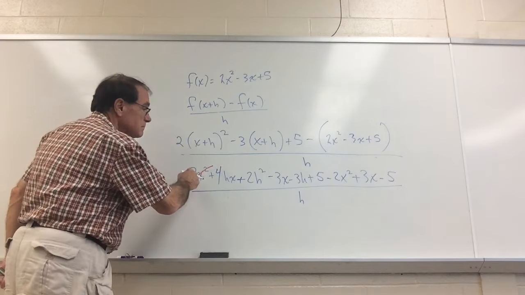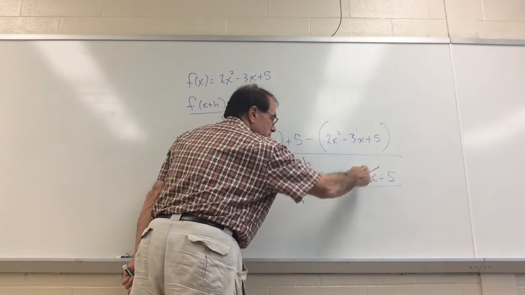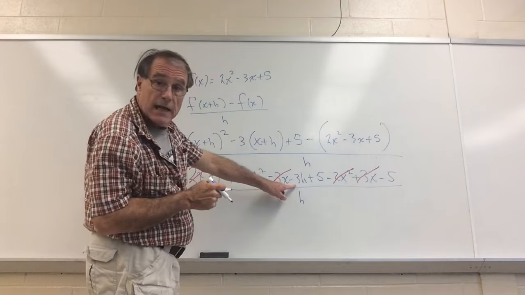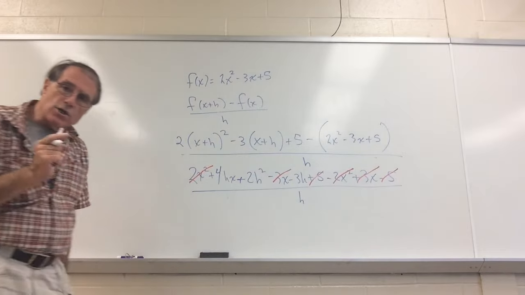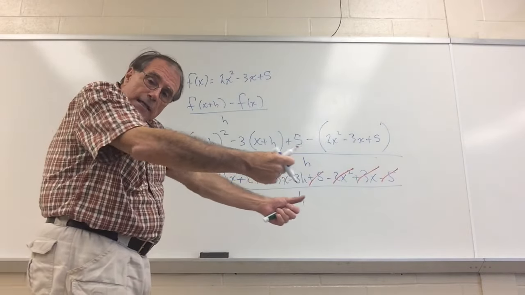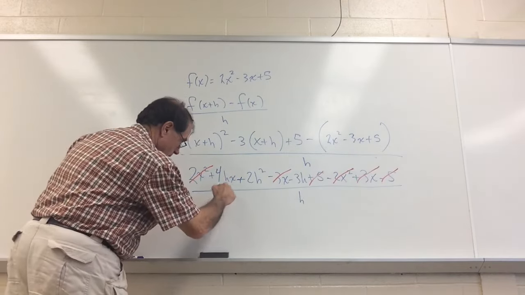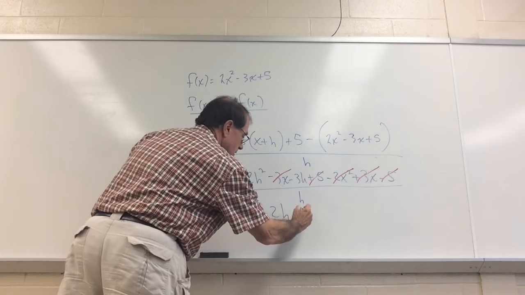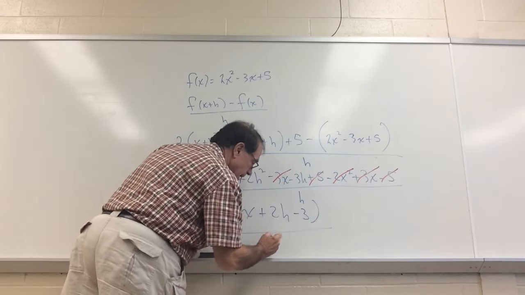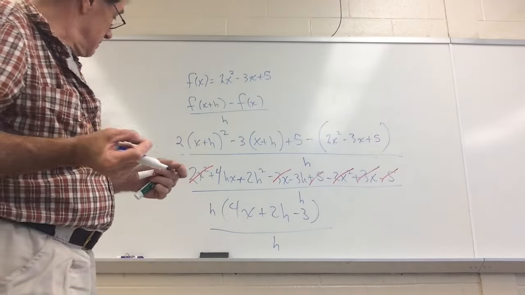So notice what's happening here. 2x squared, negative 2x squared. Negative 3x, positive 3x. Positive 5, negative 5. The remaining terms have a factor of h, which I will take out of that numerator. I'm going to factor out that h. So here I'm left with 4x. Here with 2h. Here with negative 3. Divided by h. And I'm lucky, and what I wanted to happen has happened.